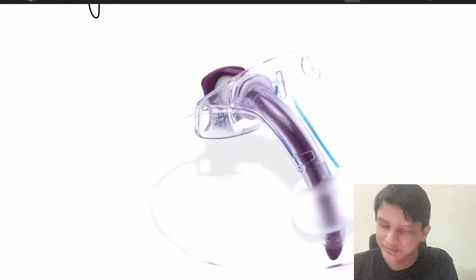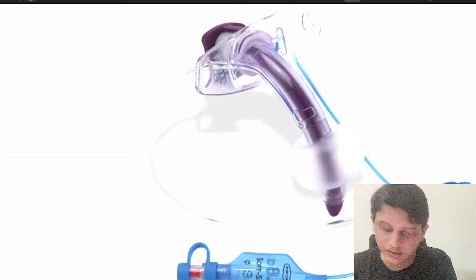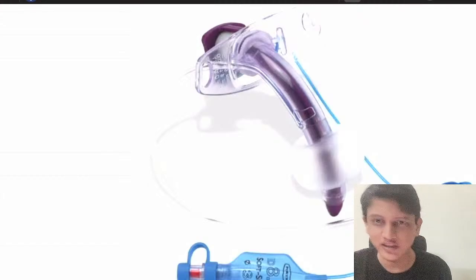What is this? Can anyone tell? What is this tube? It's smaller than the endotracheal tube, and it's used as a definitive airway only. Can you please tell me what it is? Yes, very good. Not exactly, Shilpa.